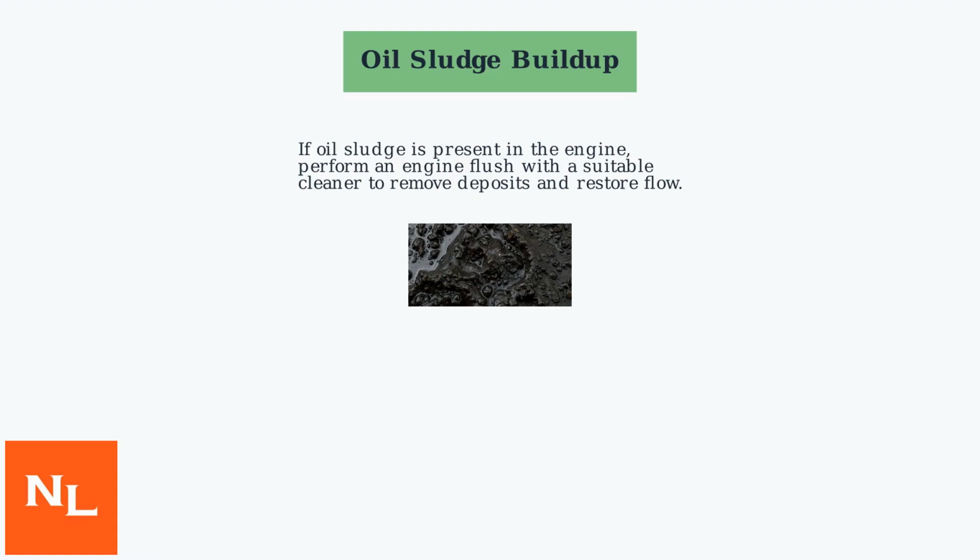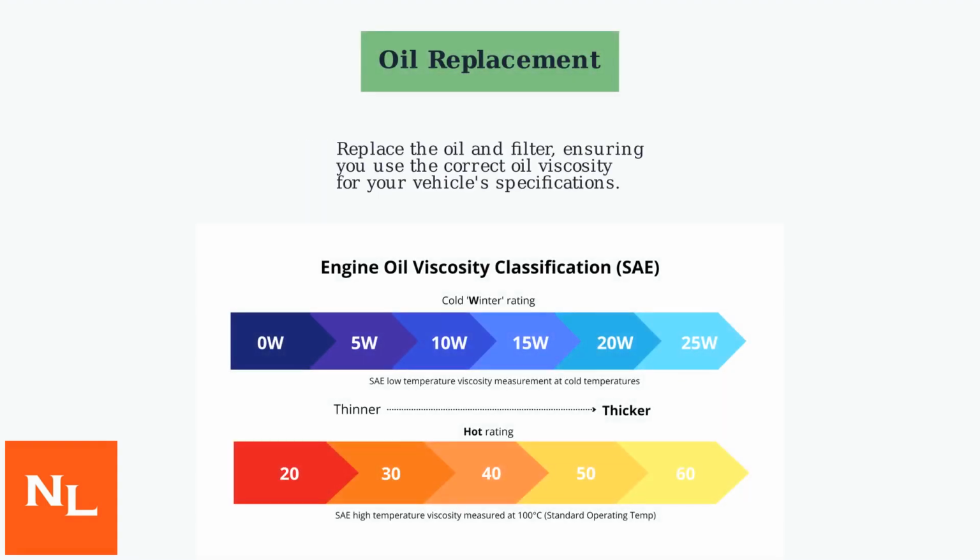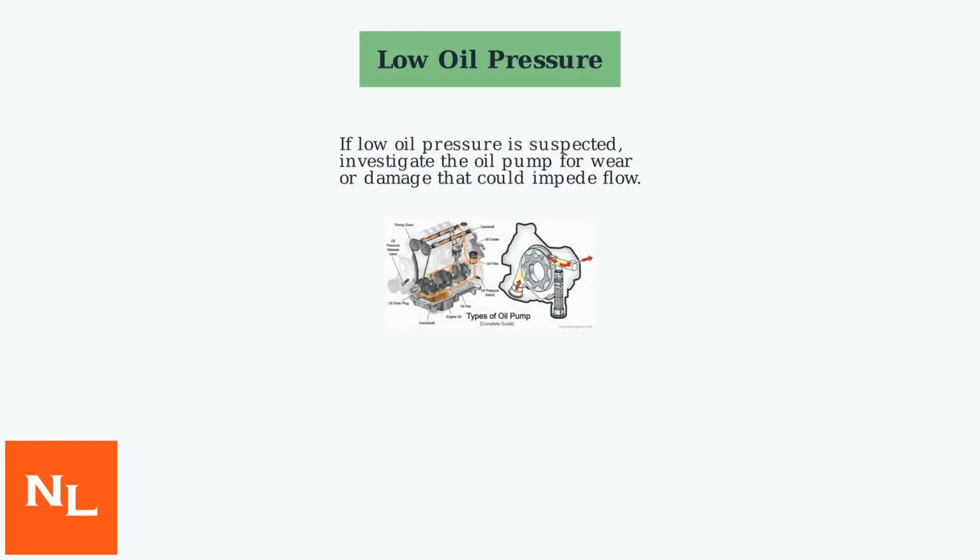Oil sludge buildup is a common cause of slow camshaft response. If sludge is present in the engine, perform an engine flush using a suitable cleaner to remove deposits and restore proper oil flow. After flushing, replace the oil and filter. Use the correct oil viscosity for your vehicle, typically specified in the owner's manual, to ensure proper engine lubrication and prevent future sludge formation.